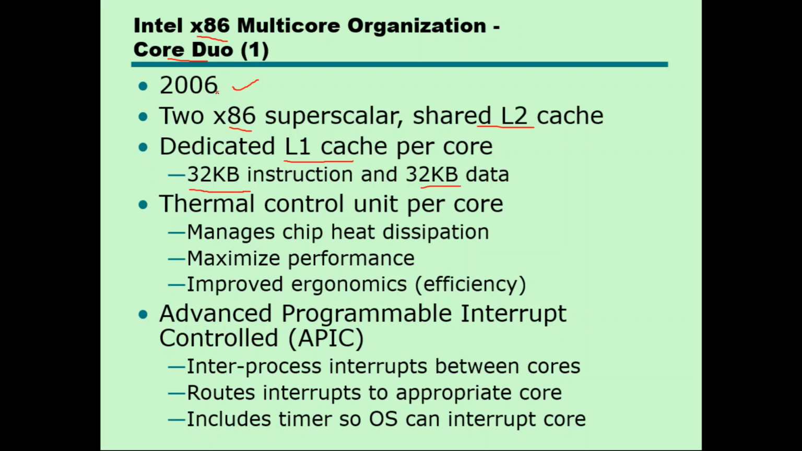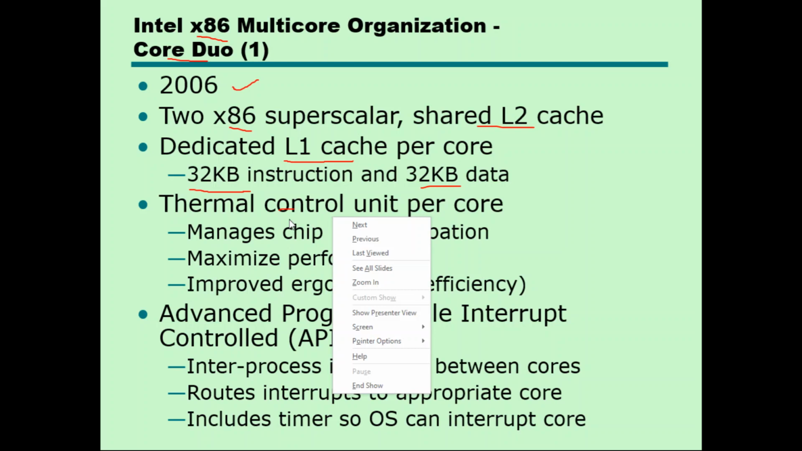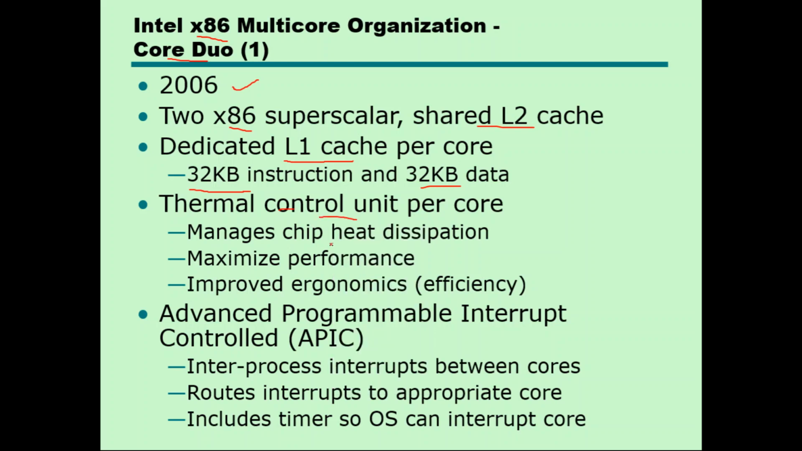Okay, this is one particular type of Intel processor which uses a shared L2 cache, and it has an L1 cache per core where 32 KB goes for instruction cache and 32 KB goes for data cache. This x86 multi-core Core Duo processor also uses a thermal control unit in each core, which is used to reduce the heat dissipation, and thereby it increases the performance.